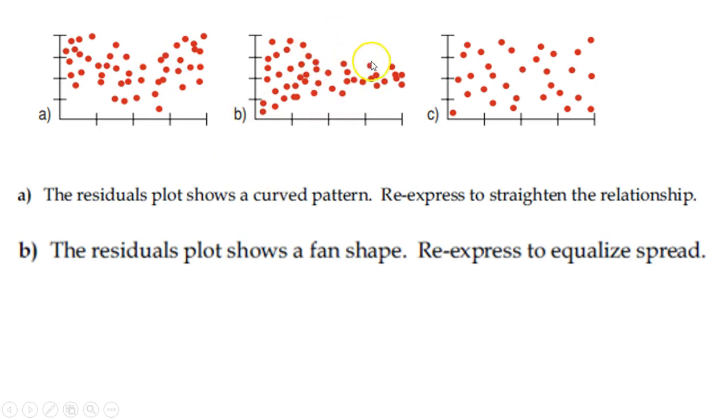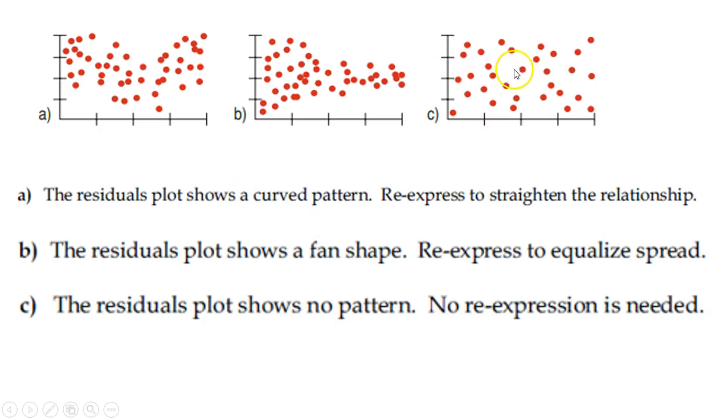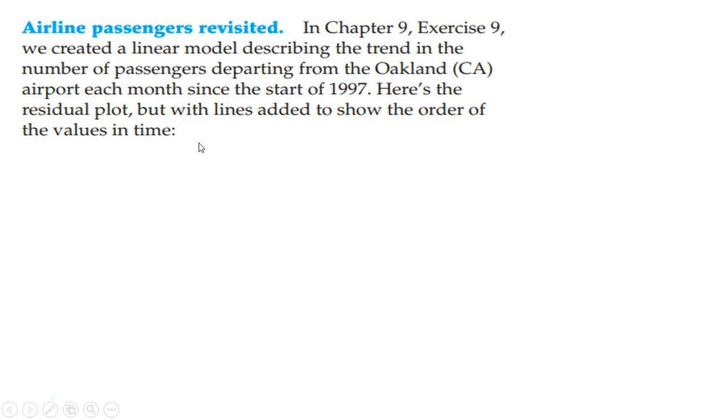This one again has a fan shape, but in reverse. It says re-express it to equalize the spread somehow as well. So you might want to see what you could do with that. Again, try the log technique, maybe a square root technique. You could try flipping it with the reciprocal. But this one, I'm not seeing a pattern, which means you're probably good with it being a linear regression.